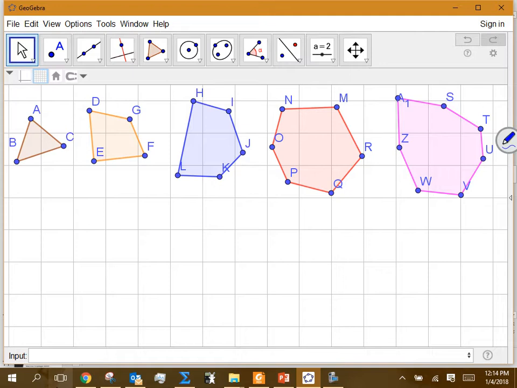If I look at the pentagon, there's 1, 2, 3, I think 4, maybe 5 diagonals that we draw there. But I only want to draw a small amount of them.